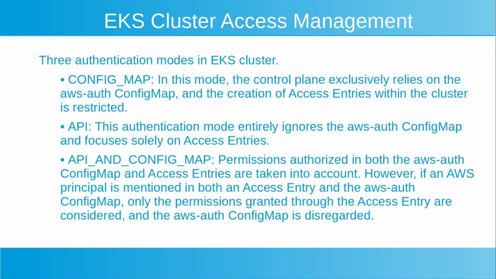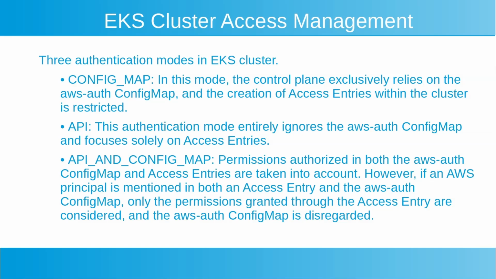Kubernetes access management is controlled by a cluster-wide setting known as the authentication mode. In EKS cluster, there are three authentication modes. Config map. In this mode, the control plane exclusively relies on the AWS Auth config map, and the creation of access entries within the cluster is restricted.